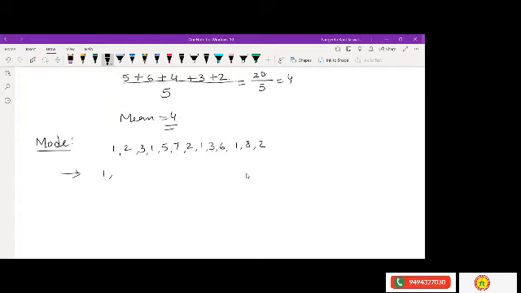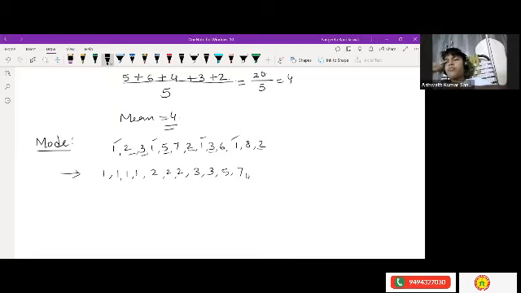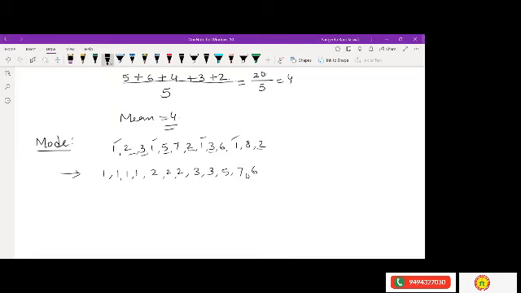So let's see how many ones there are. 1, 2, 3, 4. So 4 ones are there. How many twos are there? 1, 2, 3. Okay, 3 twos are there. How many threes are there? 1, 2. Then I have 5. How many fives are there? Just one 5. How many sevens? Just one 7. Ma'am, 6 also. How many 6s are there? Only one 6.